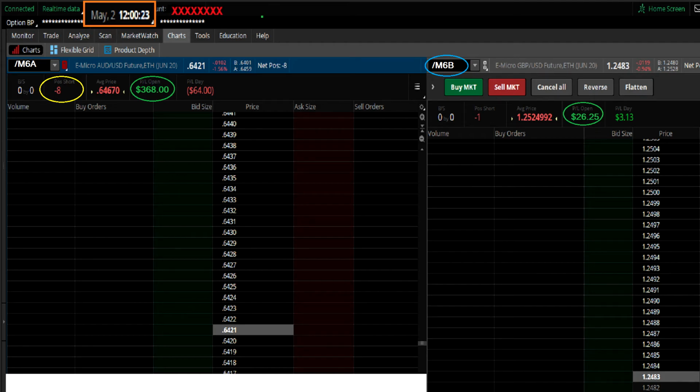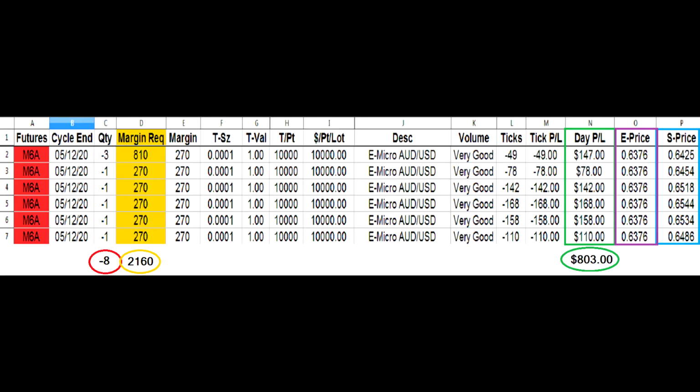Let's look at some math. Now, the only thing I'm showing on the screen here in this spreadsheet is the biggest positions I had for the week, which was the E-micro Aussie US dollar futures, M6A.